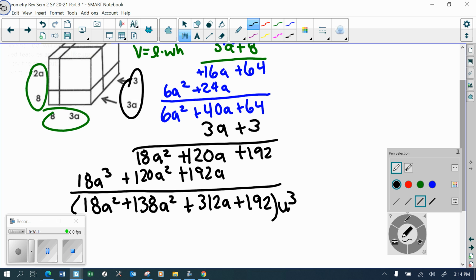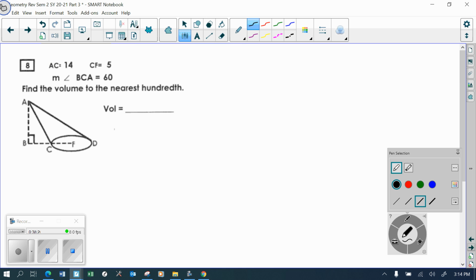Okay, some people do it with the box method, and that's fine. I just never do that. I do the vertical method. Okay, and last one.